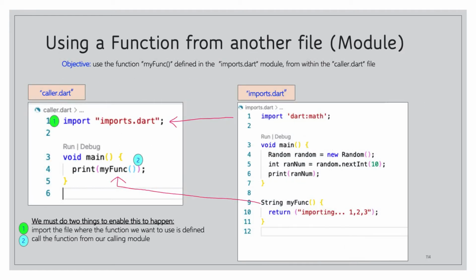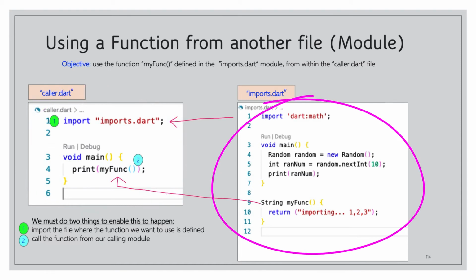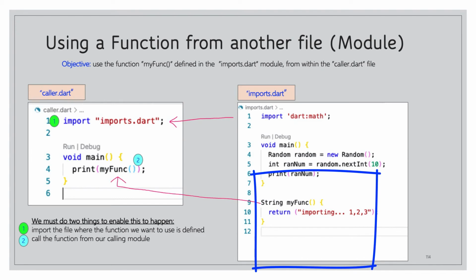Now here's an example where we have called to use a function defined in one file from inside another. Caller.dart is the file that I'm going to use to call the function that is defined somewhere else. Imports.dart is where that function that I'm calling in is defined. So the objective is to use the function myfunc defined in imports.dart module from within the caller.dart file. We have to do two things to make this happen. We have to import the file where the function we want to use is defined, and then we have to call the function from our calling module, just like we would any other function, no matter where it's defined.